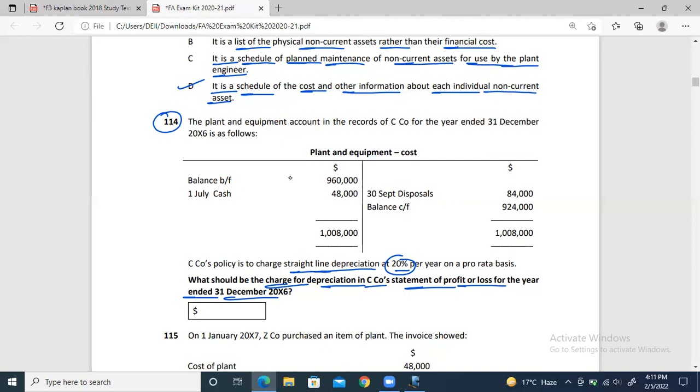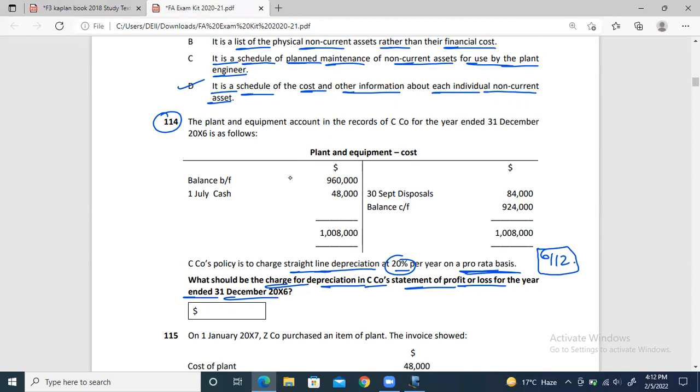Now, what does this pro rata basis mean? This pro rata basis means that if we purchase the asset in the middle of a year, for example, we just use it for 6 months in 1 year, then we'll just charge the depreciation for 6 months, not for the whole year. So we'll just multiply the answer by 6 by 12, because depreciation gives us the whole year answer, right? So we just multiply it with the months that we have used. This is the meaning of pro rata basis.